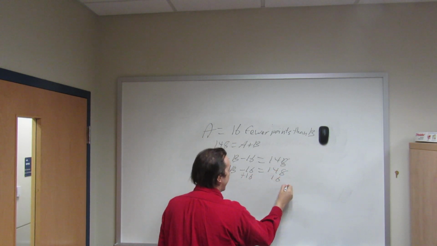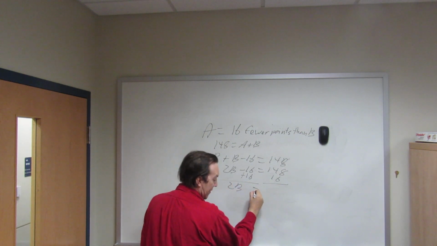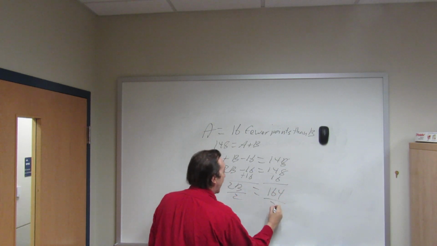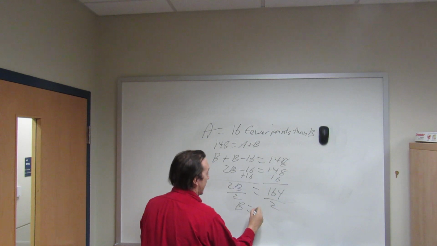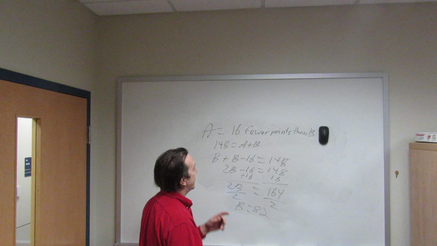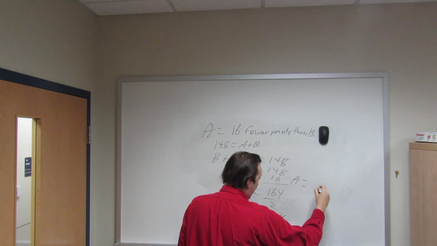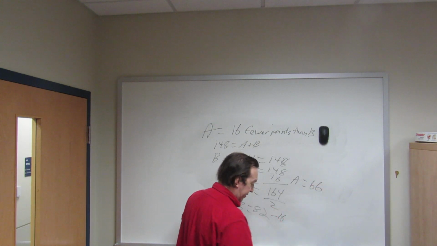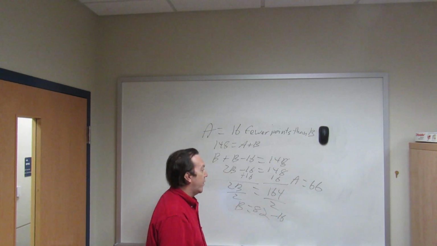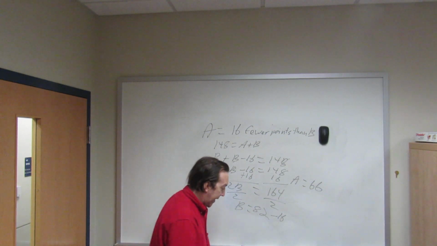Add 16. We're going to get 2B equals 164. Divide both sides by 2. B is 82. Now to find A, we just subtract 16. So A equals 66. So B gets 82, A gets 66. If you add those together, you'll get 148.